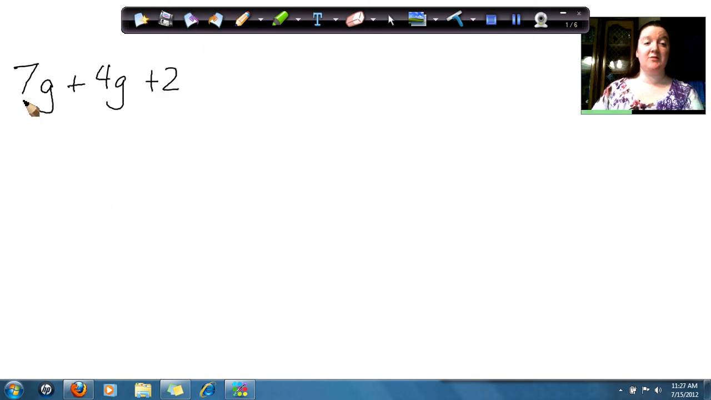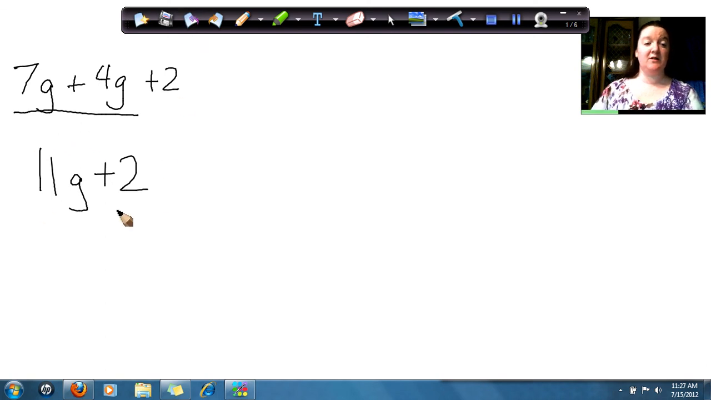Here I have the expression 7g plus 4g plus 2. Now these g parts can be added together. 7 plus 4 is going to give me 11g. And then the plus 2 is a part that I'm going to drag along. So my final answer is 11g plus 2.